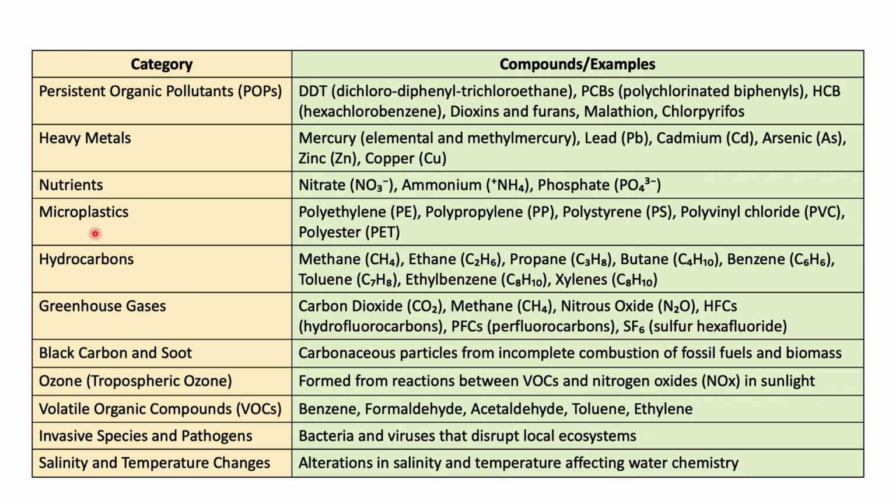Then microplastics, which we have already seen. Hydrocarbons like methane is a greenhouse gas. And additional greenhouse gases include carbon dioxide, nitrous oxide and SF6 and so on. Then we also have another major problem which is less studied, black carbon or soot. Carbonaceous particles from incomplete combustion of fossil fuels and biomass are these type of compounds. Then ozone, volatile organic compounds, invasive species and pathogens, salinity and temperature changes. All these things we will have to understand.